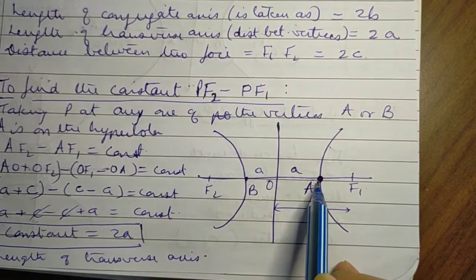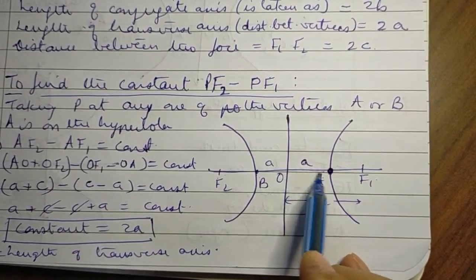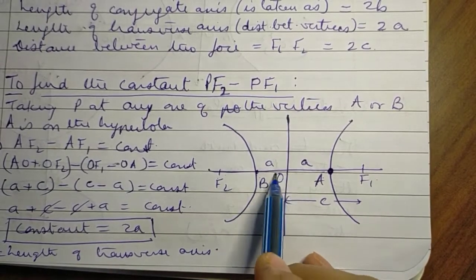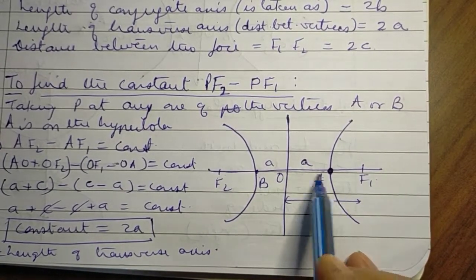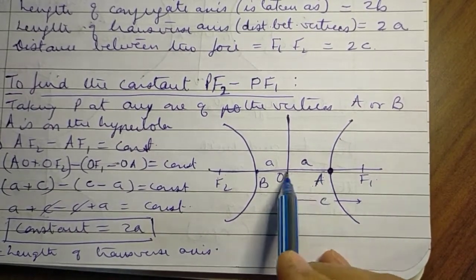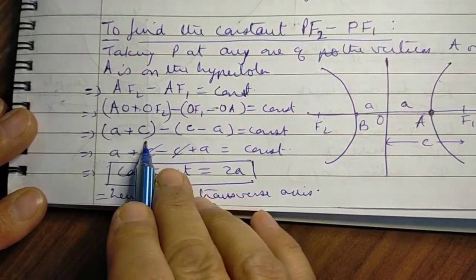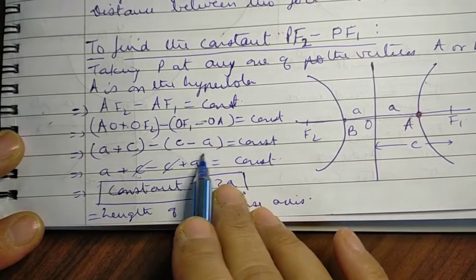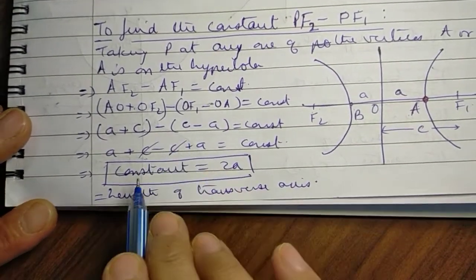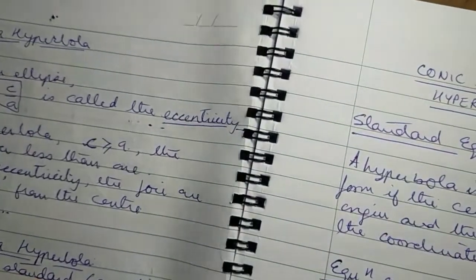So we get AF2 minus AF1 equal to constant. But AF2 is the distance OA plus OF2, which is A plus C, and AF1 is OF1, which is C, minus OA, which is A. So we get A plus C minus C minus A equal to constant. C and C get cancelled and we get constant equal to 2A, which is also the length of the transverse axis. So here also the value of the constant is 2A.